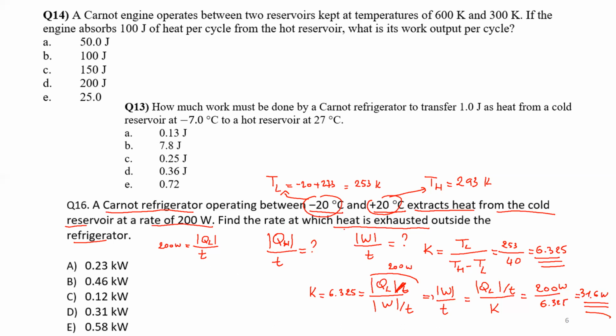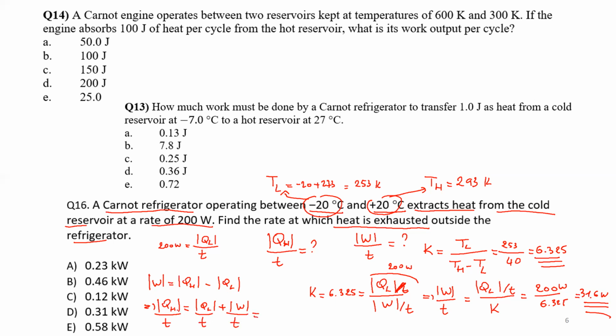The question is to find the rate at which heat is released outside the refrigerator. We know that the absolute value of work is just the absolute value of QH minus the absolute value of QL. So QH, as we said before, is just the absolute value of QL plus the absolute value of work. Now I can do it per unit time. I divide by the same time on each term.